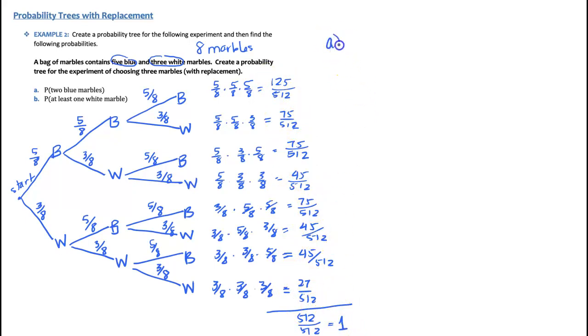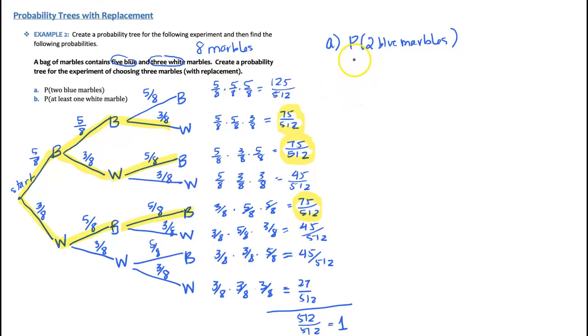Part A, we're looking at the probability of 2 blue marbles. Notice that they are mentioning exactly 2 blue marbles, not at least 2 blue marbles. I'm going to highlight the branches where we have 2 blue marbles. That would be blue, blue, white, for a total of 75 out of 512. Blue, white, blue also gives us a total of 75 out of 512. And then we have white, blue, blue, which gives us a total of 75 out of 512.